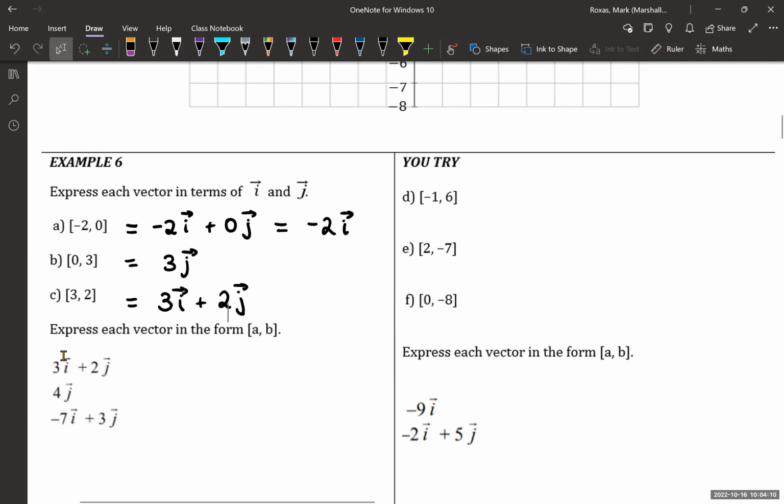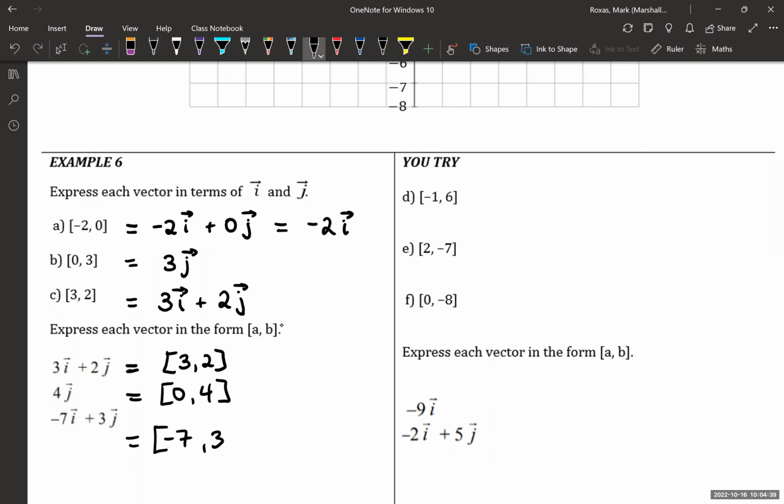And I can go in reverse as well. If I'm given them in unit vector form, I can express this in my square brackets. So 3 i's and 2 j's means my vector is [3, 2]. If I have 4j, four of the y component unit vectors, then that's 0 for the x and 4 for the y, so [0, 4]. And the last one here, -7i plus 3j would be [-7, 3]. I want you to pause the video and try the questions on the right side.